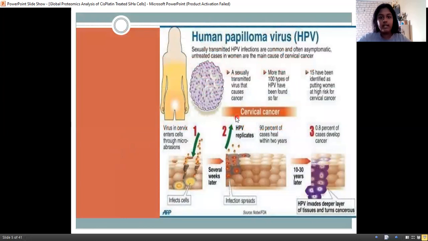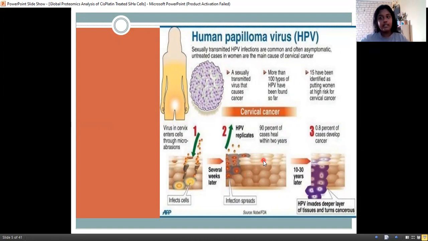So this is basically how HPV is transmitted. It is a sexually transmitted virus, and there are more than 100 types of HPV. 15 of these have been identified as putting women at high risk for cervical cancer. The way it enters and causes infection is that the virus enters the cervix through microabrasions or tiny gashes made on the skin, after which it takes several weeks for the HPV to replicate and the infection to spread.